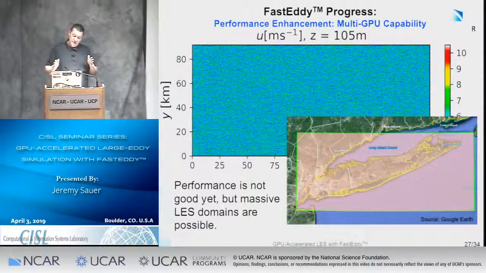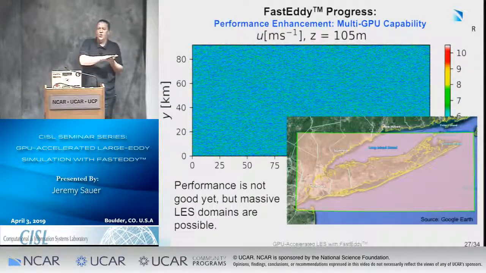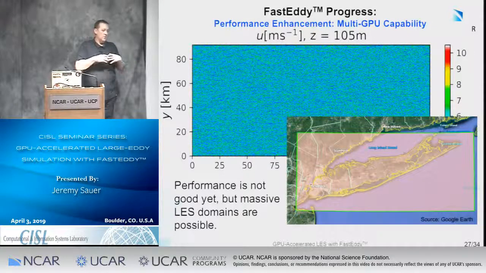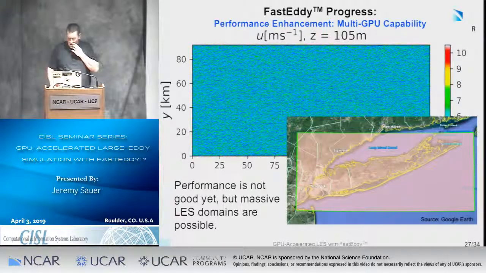So the nice thing is, while performance was not good yet, it made us realize we can do really massive, massive LES domains. So we're no longer limited by the memory constraints of a GPU that only has 32 gigabytes of memory. Now we could start talking about some of the large, heroic LES simulations that we see performed more in the research realm. But we can do this on far fewer GPUs.